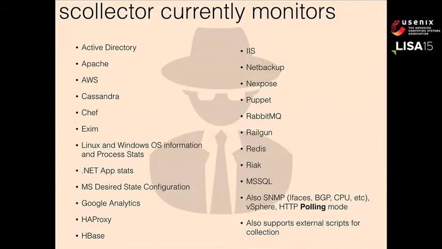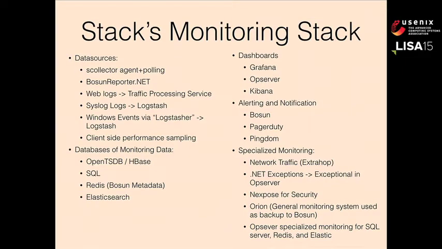So this is some of the stuff scollector currently monitors. I don't know how readable that is. There's Windows and Linux stuff, Redis, Puppet, desired state configuration, Active Directory, HAProxy, all sorts of various stuff, and various stuff that it pulls. So Stack has a fairly extensive monitoring stack, and this doesn't even really include everything. We have various data sources, scollector, of course. BosunReporter.net is what we use to instrument our applications. We do a lot with our weblogs.